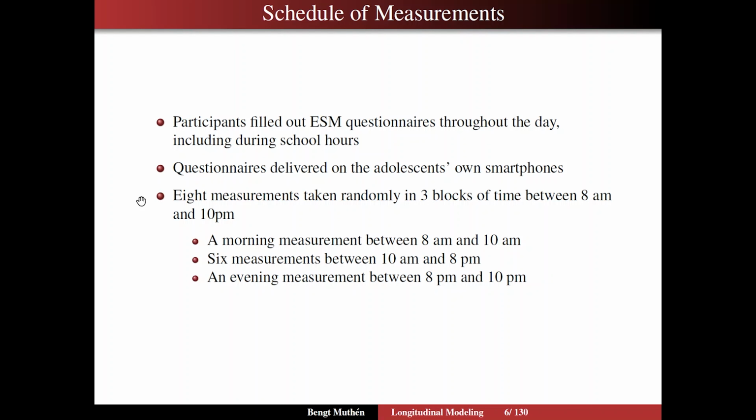It's supposed to be taken randomly in 3 blocks of time between 8 in the morning and 10 at night. So 1 morning measurement between 8 and 10, and 6 measurements between 10 and 8, randomly dispersed through the day. And then an evening measurement between 8 and 10.